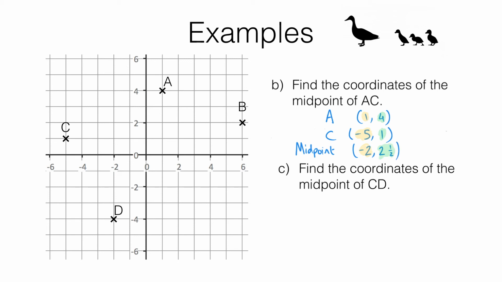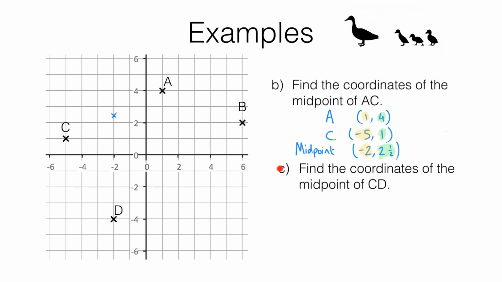Now let's just see how that looks on here. (-2, 2.5) gets us up to here, and that looks fairly sensible. And in fact, you can see to get from C to the midpoint, we need to go 1, 2, 3 squares to the right and 1.5 squares up. And to get from the midpoint to A, we should then have to go exactly the same amount. That's 1, 2, 3 squares to the right and 1.5 squares up. So that is the midpoint of AC.